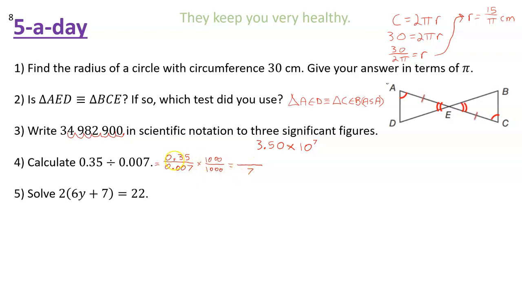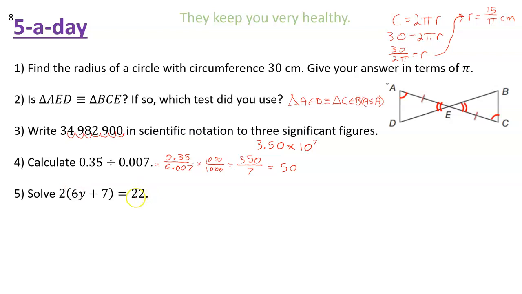My numerator, so my digits jump up 1, 2, 3. So that's 350. You might be able to do this in your head. 350 divided by 7 is 50.